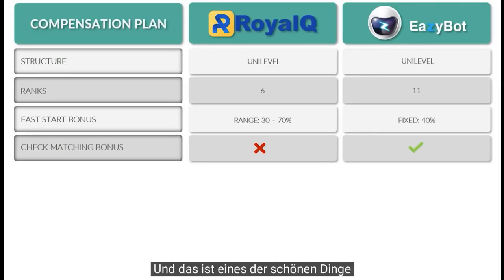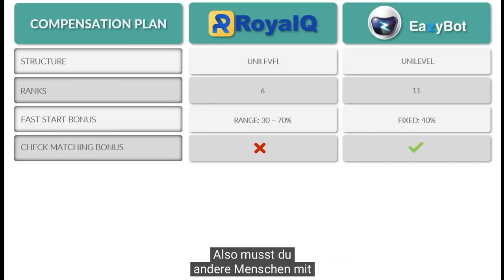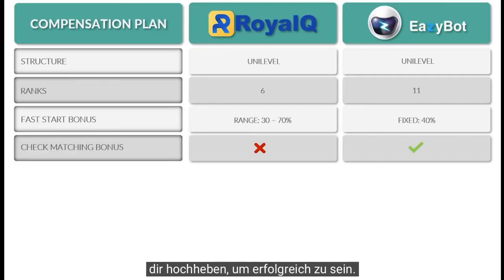And that's one of the beautiful things about compensation plans. You're paid in direct proportion for the amount of value and service that you are responsible for contributing to the marketplace, and you can only succeed to the extent that you help others succeed. So you have to lift other people up with you in order to succeed.